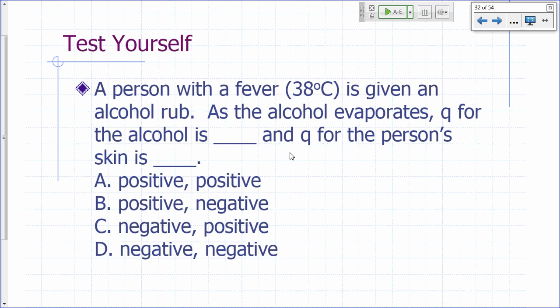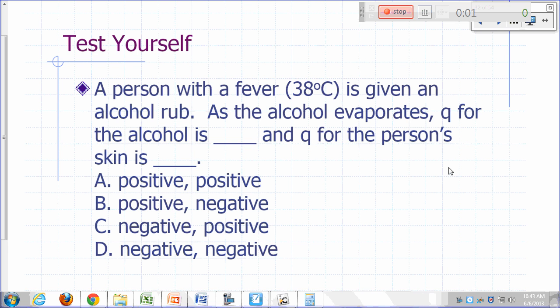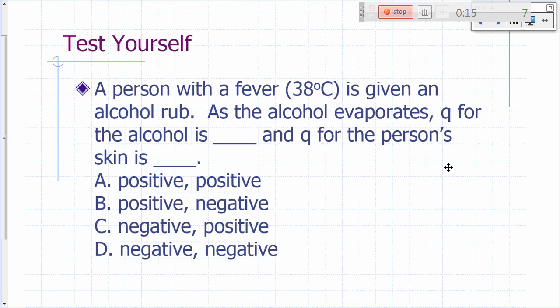Let's see. Some clicker questions here. A person with a fever, 38 degrees, is given an alcohol rub. As the alcohol evaporates, what's Q for the alcohol? And what's the Q for the person's skin as the alcohol evaporates? Is it positive for both? Positive for one, negative for the other, negative for one, positive for the other? Or is it both negative?